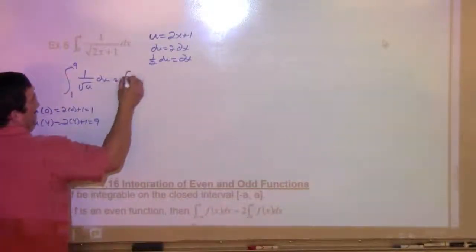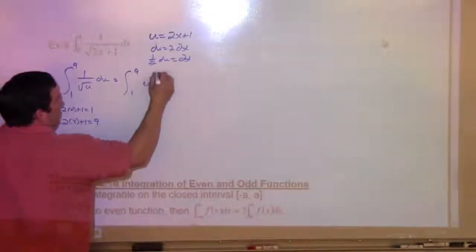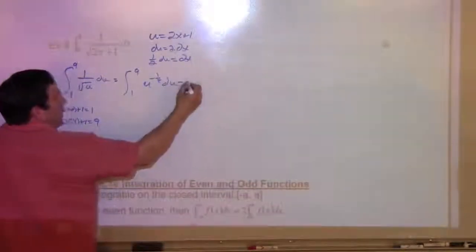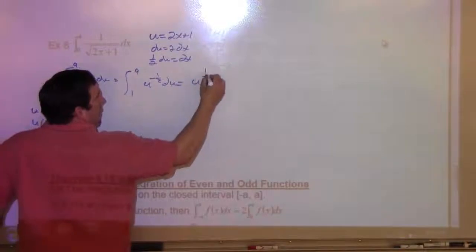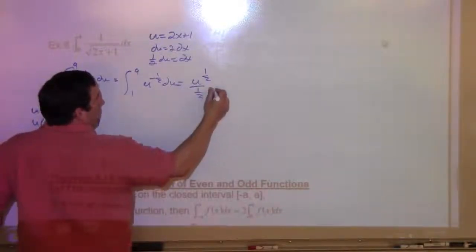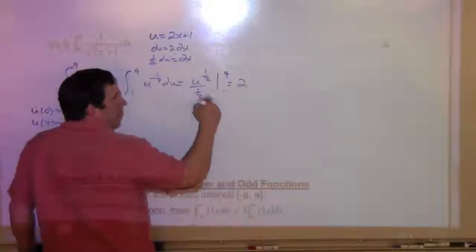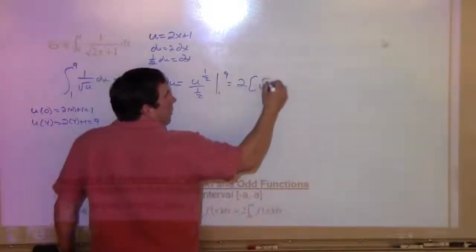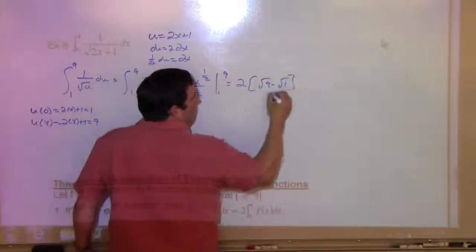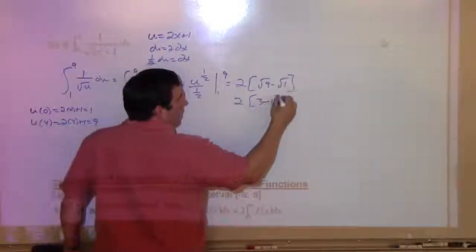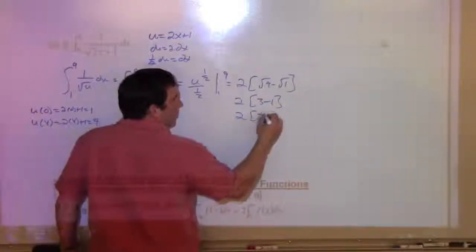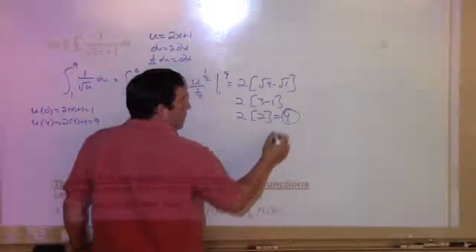Okay, this is the integral from 1 to 9 of u to the negative 1/2 du. That's going to become u to the positive 1/2 over 1/2 from 1 to 9. So that's 2, because of the 1/2 down below, times the square root of 9 minus the square root of 1. 2 times 3 minus 1. 2 times 2, which is 4.